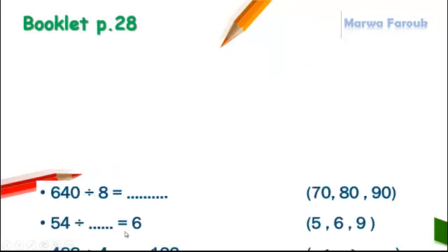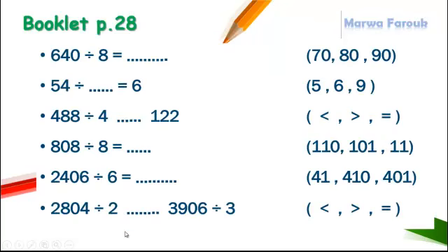Next one. We have all divisions here. 640 divided by 8. 6 divided by 8 can't be, so we are going to make 64. 64 divided by 8 equal 8. And 0 divided by 8 equals 0, so we got 80. Put a circle around it.